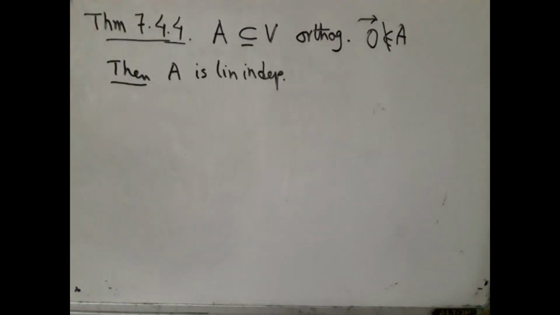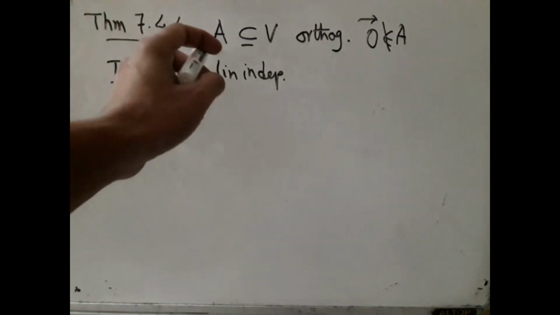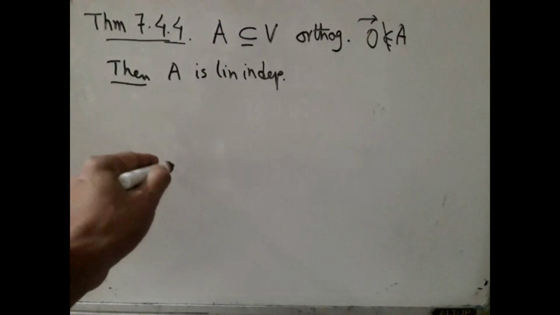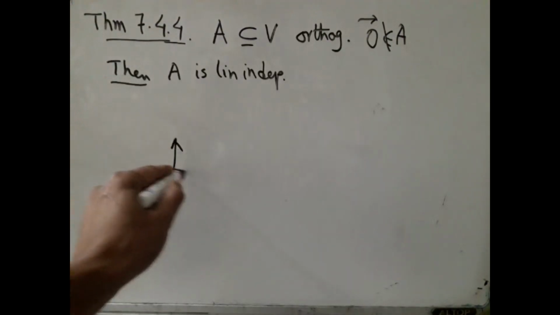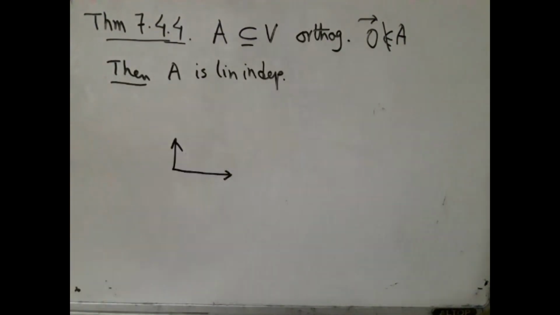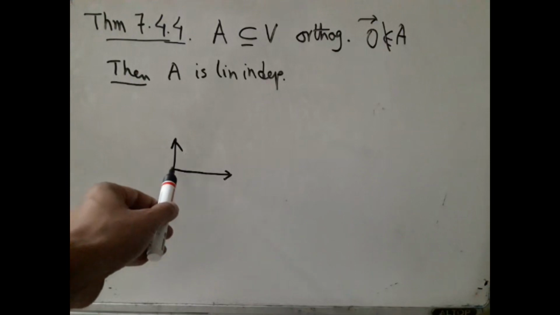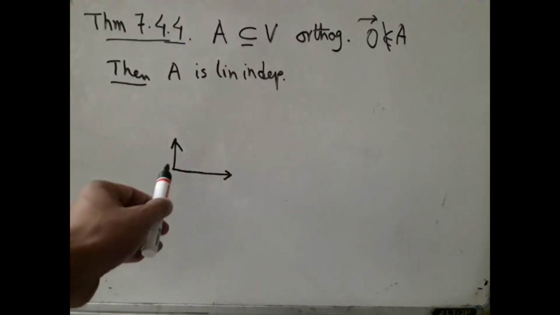Now, first let's understand the intuition. Suppose A consists of only two elements. So I have this and I have this. So this is an orthogonal set. I am drawing pictures as if I am in R2. And in that case, I see that these two directions are mutually orthogonal.